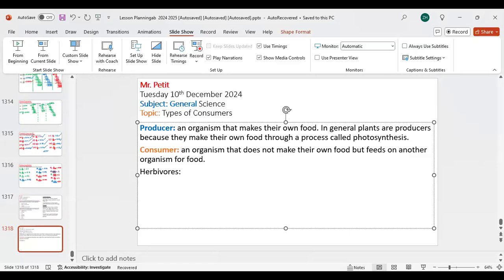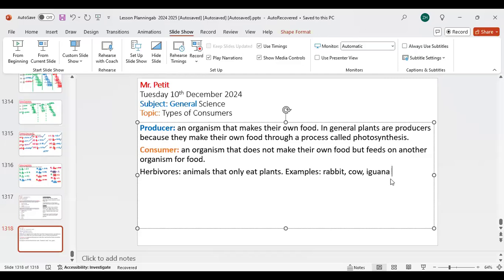An organism that only eats plants. Very good. So animals or consumers that only eat what? Plants. What are some examples of herbivores? Rabbit. Rabbit. What else? Iguanas. Cow. Iguana, that's a good example.